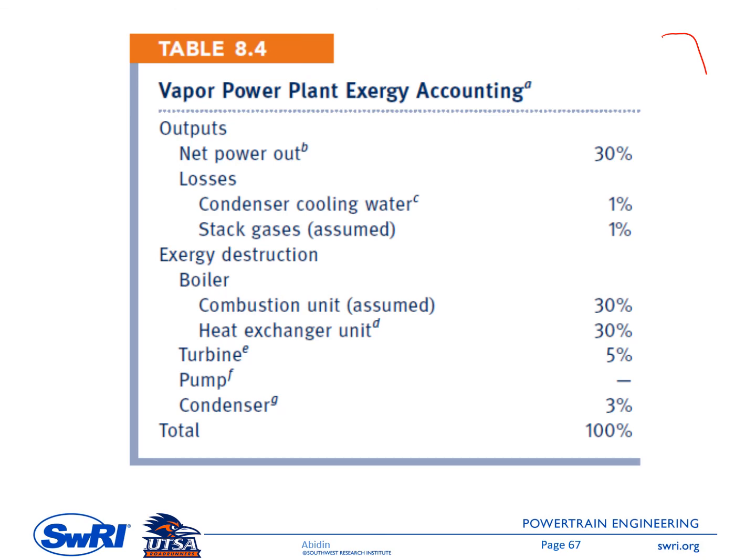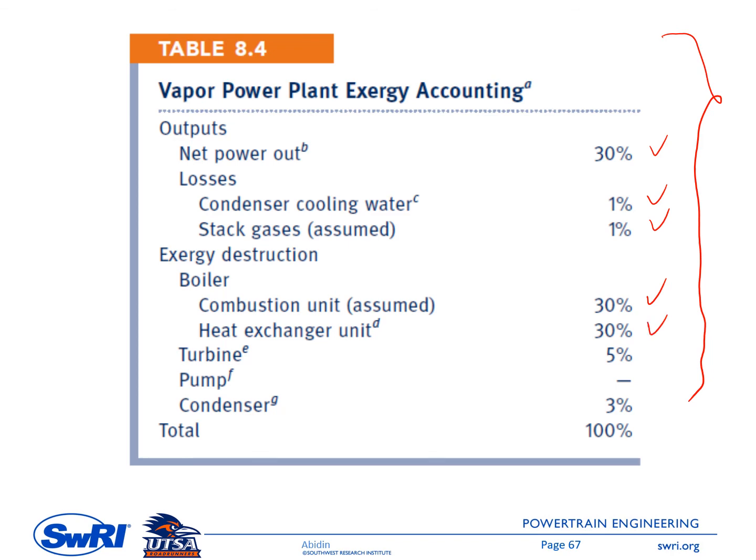And this is the exergy accounting of this Rankine cycle. So the output: we have net power 30%. So 30% of the input exergy is converted to the net power. And then we have a couple of losses here. Inside the condenser, we have 1% exergy loss. We have, this is an assumption, 1% exergy destruction inside the stack. And then this is an assumption as well, we have the exergy destruction due to the combustion.